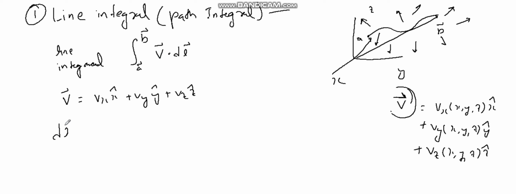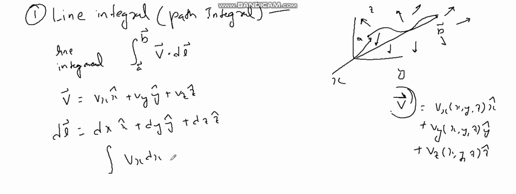And what is this dl? In Cartesian coordinates, dl is dx x cap plus dy y cap plus dz z cap. So the line integral takes the dot product of these two things. It is going to be vx dx plus vy dy plus vz dz, from position vector a to position vector b.